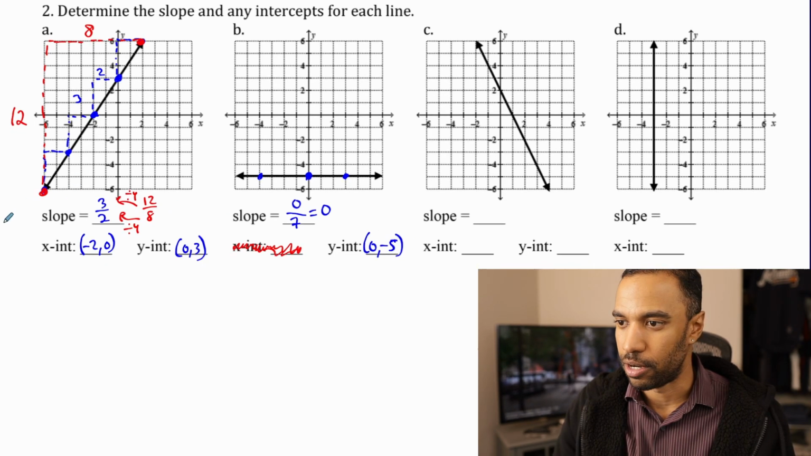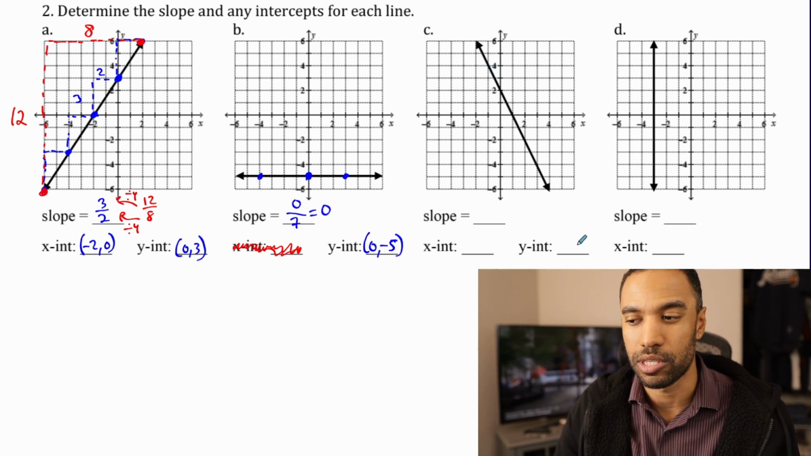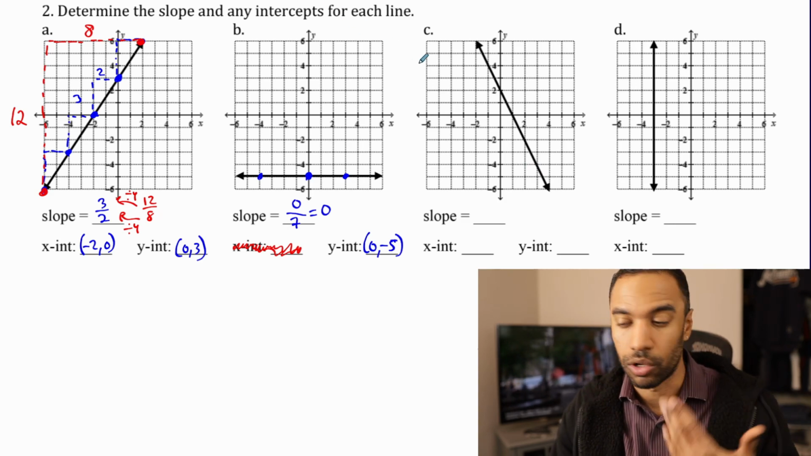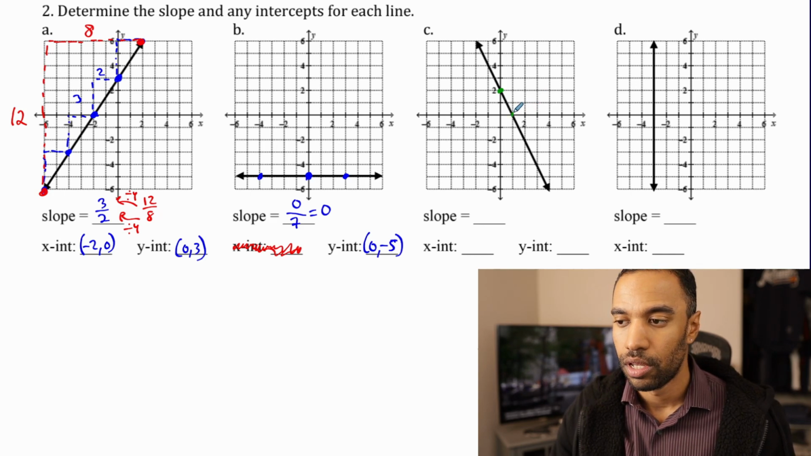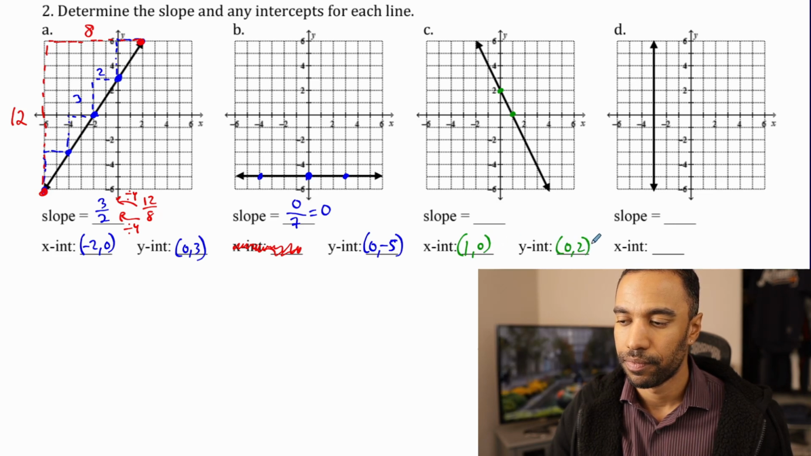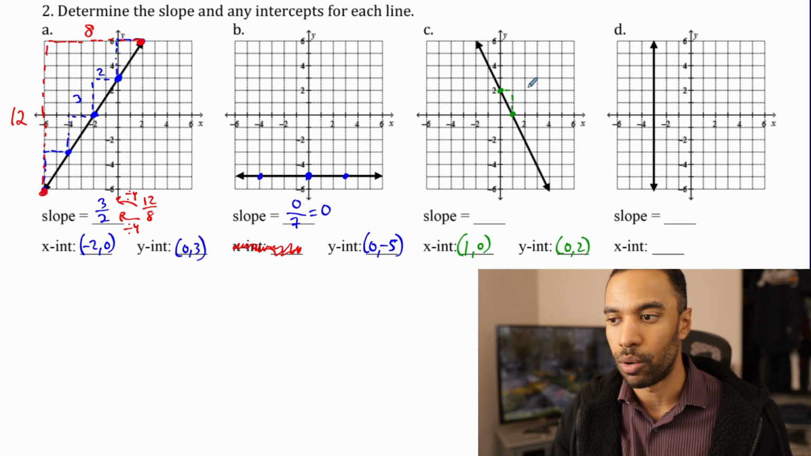Letter C for number 2. The slope here, again, pick 2 points. Why don't I just pick the 2 points that make the x and y intercepts? Let's kill 2 birds with 1 stone. Let's find our x and y intercepts at (1, 0) for x, (0, 2) for y. The intercepts, that is. And the slope, we choose these 2 points to see how much we go down and how much we go over.